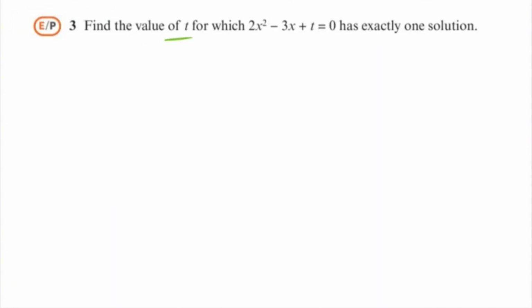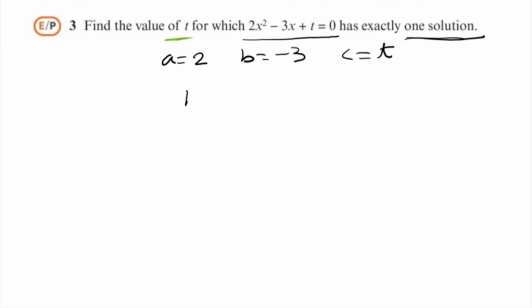Find the value of t for which 2x squared minus 3x plus t is equal to 0 has exactly one solution. So first, the equation is in general form, so find the values: a is 2, b is equal to minus 3, and c is equal to t. Now they have only one solution. That means b squared minus 4ac is equal to 0.